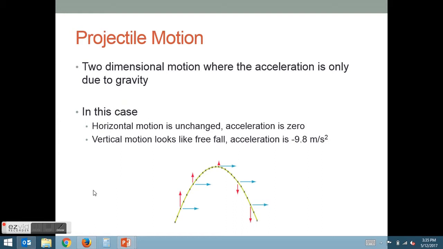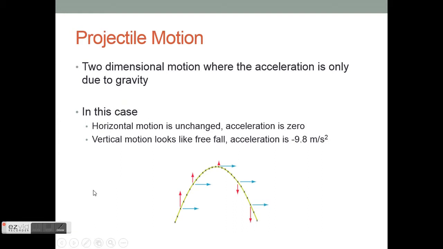Alright, in this lesson we're going to look at projectile motion, and projectile motion talks about any type of object that's thrown or launched or rolled into the air and is flying under the influence of only gravity. This is two-dimensional motion where the acceleration of the object is only due to gravity.